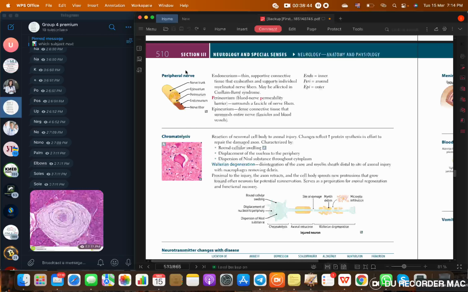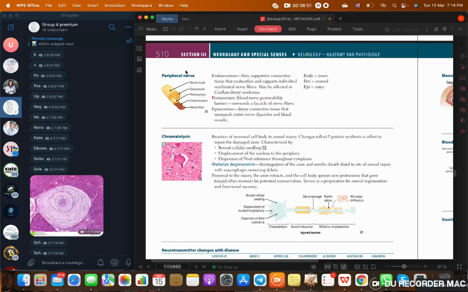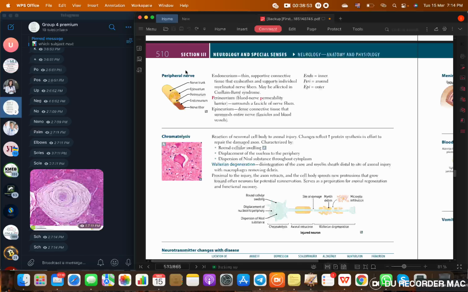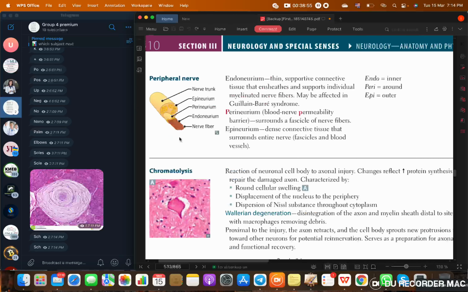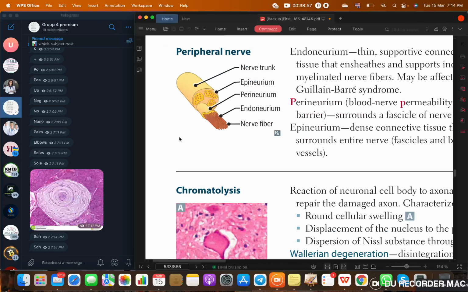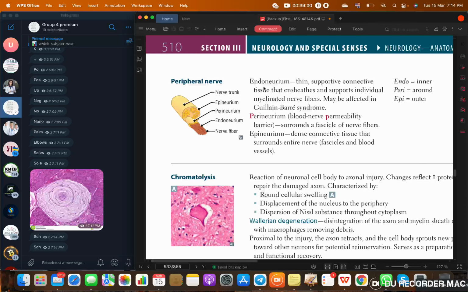And can you tell me what myelinates the peripheral nerves? The Schwann cells. So a peripheral nerve, if it was without the Schwann cells and you are just looking at it, it has the following layers. It has something called endoneurium, perineurium, epineurium. The endo, it's the innermost thing, as you can see here. They write, thin supportive connective tissue that ensheaths and supports individual myelinated nerve fibers.